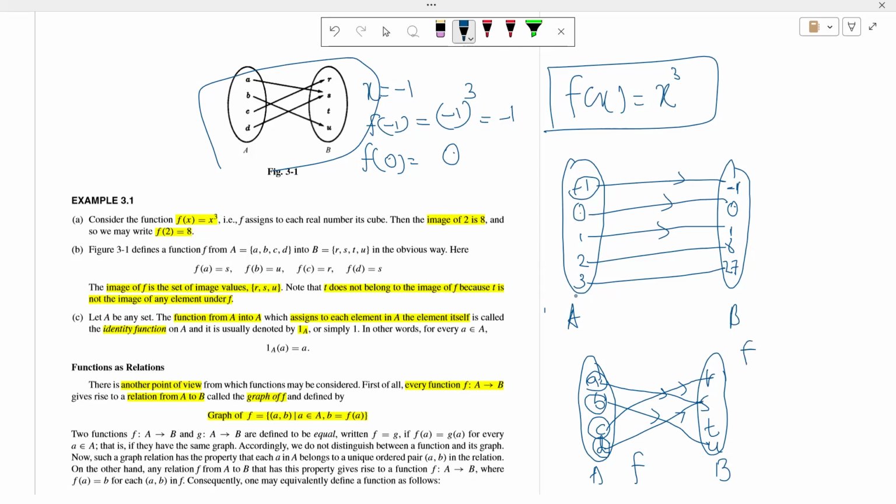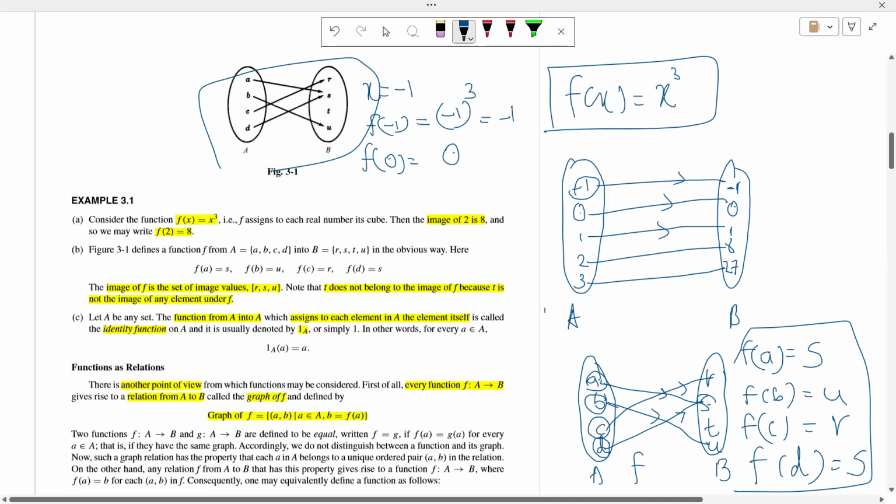Now we can write f of A is equal to S. Then f of B is equal to U. F of C is equal to R. F of D is equal to S. So these are some common things. Similarly, in the previous case, f of -1 is equal to -1, f of 0 is equal to 0, f of 1 is equal to 1, f of 2 is equal to 8, f of 3 is equal to 27. Similarly, we can write it for the alphabet as well.